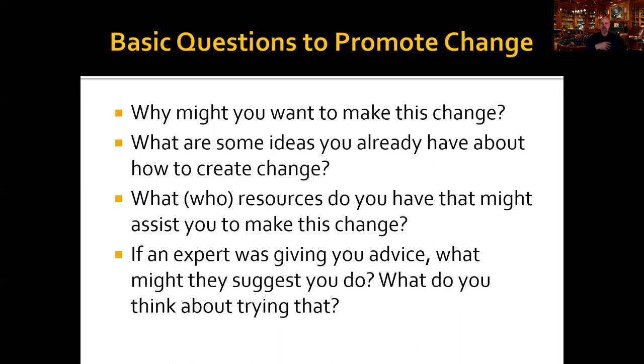And again, you get an enormous amount of training in solution-focused counseling throughout the AODS program, particularly in the clinical classes. But questions like, well, why do you want to make this change? Why did you enter treatment at this point in your life? What are some ideas you have about how to do this? Who are some resources you have? Who might be helpful for you in this process? Well, if an expert was going to be giving you advice, what do you think they'd tell you? Well, what do you think about trying that? Again, we're interviewing, not telling. We're trying to find solutions rather than focusing on the problem that brought the person to treatment.